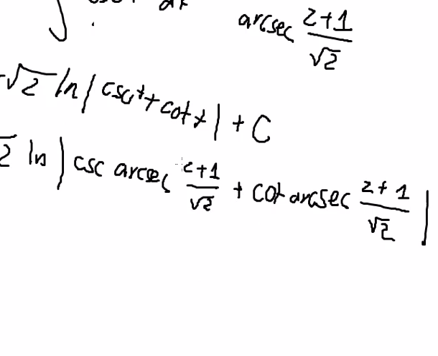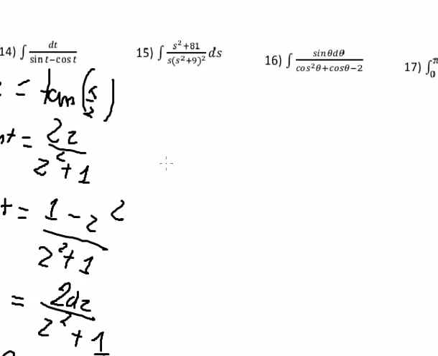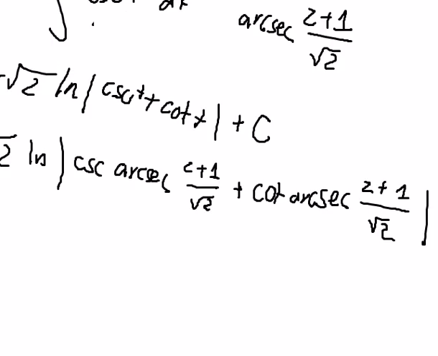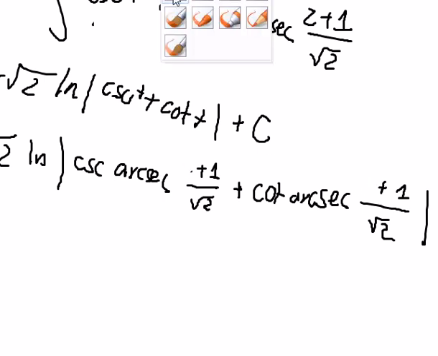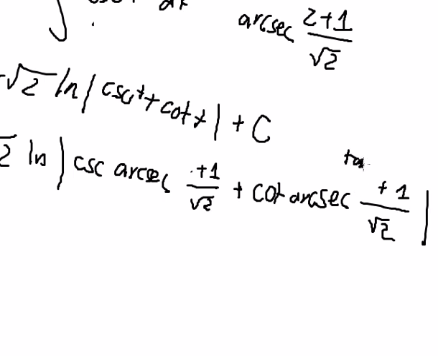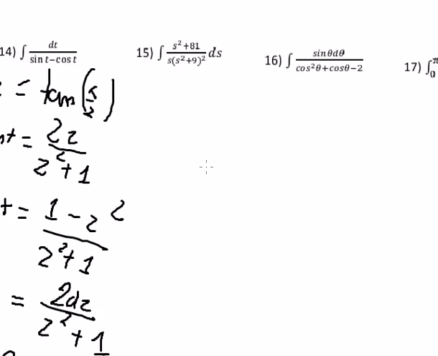So about z, that's about tan of s over 2. So we put this one in here. Now let's go to number 15.